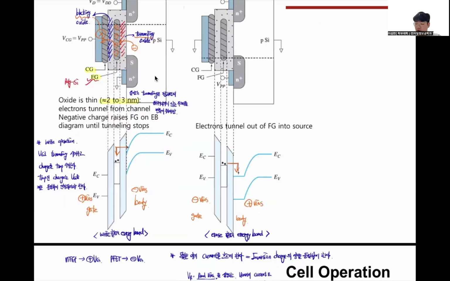And then this is the writing operation diagram. The charge tunnels through to the floating gate. And then the erase operation: the bias is different. The opposite bias is applied compared to the writing operation. So the charge in the floating gate tunnels by Fowler-Nordheim tunneling to the body. So we can erase this information.